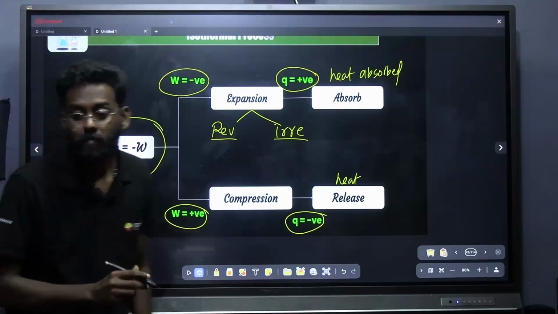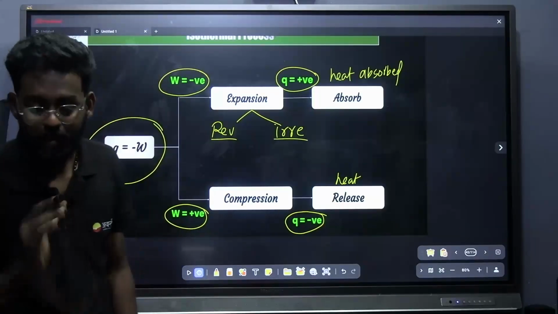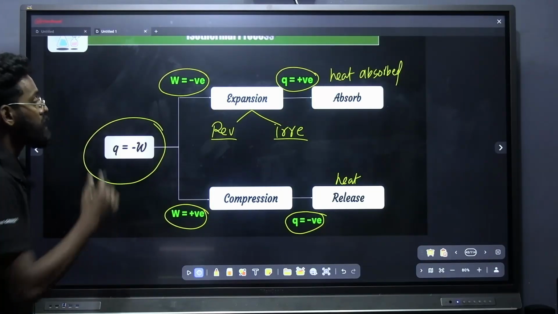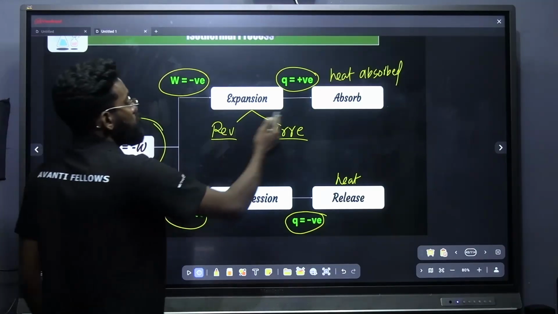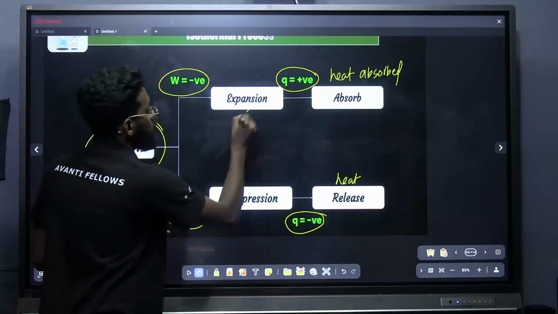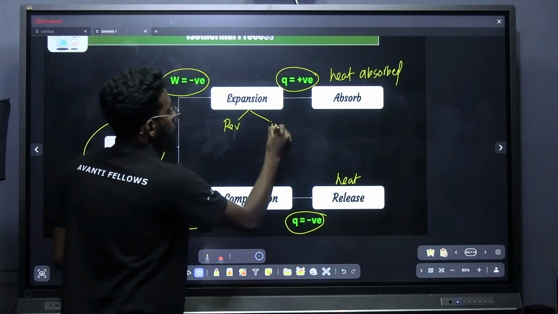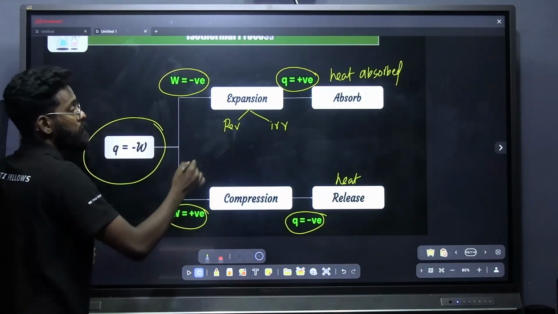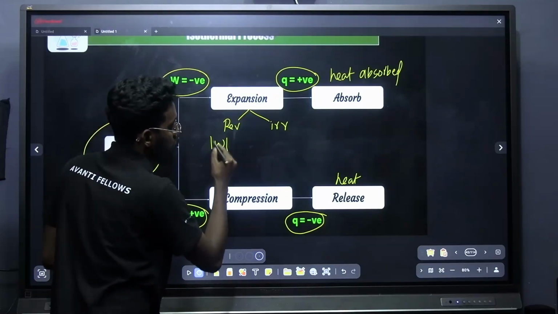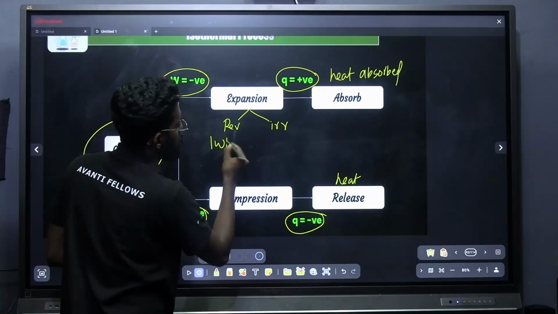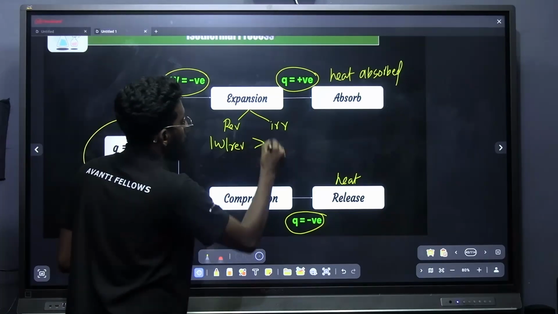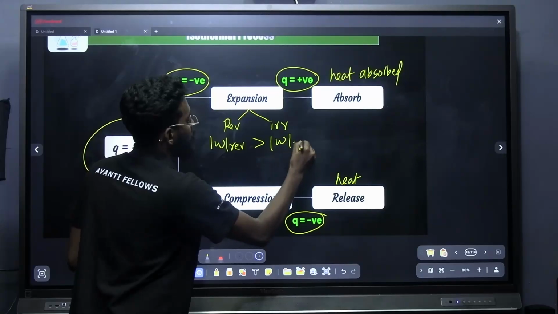Yeah, reversible. You are saying reversible. Exactly, that is the correct one. How is it reversible? How does reversible work done lead to more absorption of heat? It's all about the work done. In which case is more work done? Reversible expansion or irreversible expansion? Reversible expansion work done is greater than irreversible expansion.